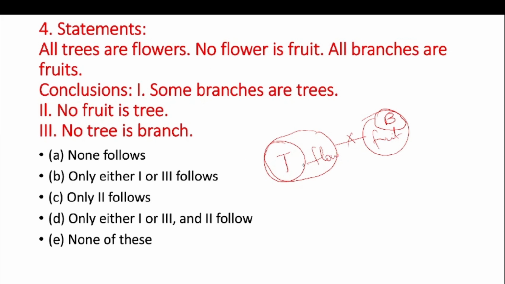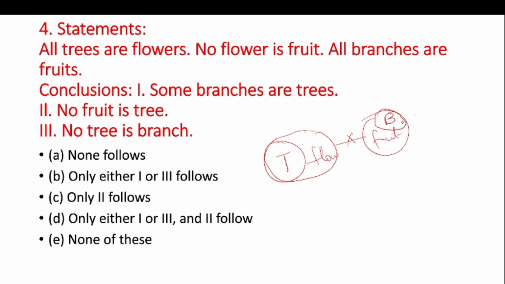All trees are flowers, so trees are part of flowers. That means some flowers are trees, right? And no fruit is a flower, so there is no relation between flowers and fruit. And all branches are fruit. That means some fruits are branches. Okay, let's see the conclusions.